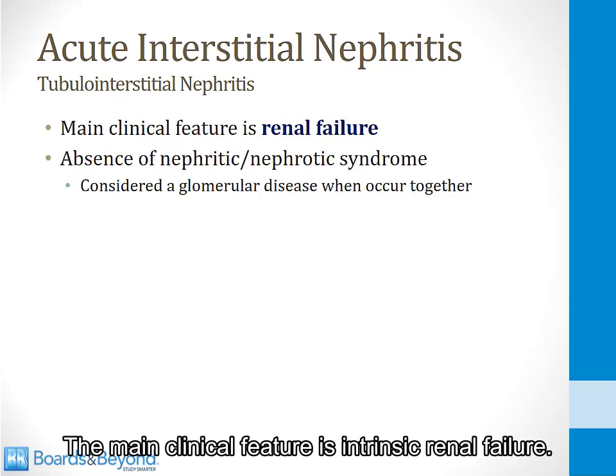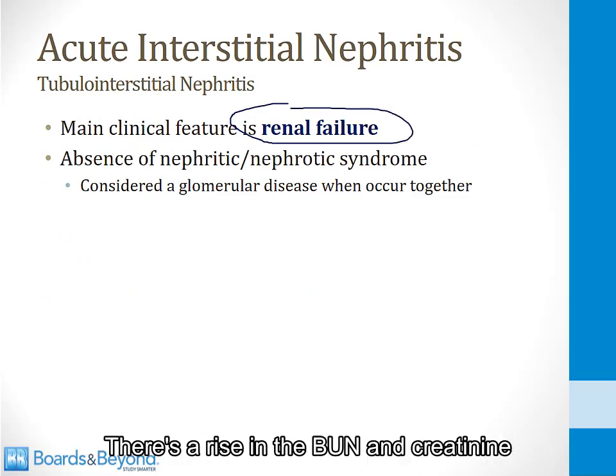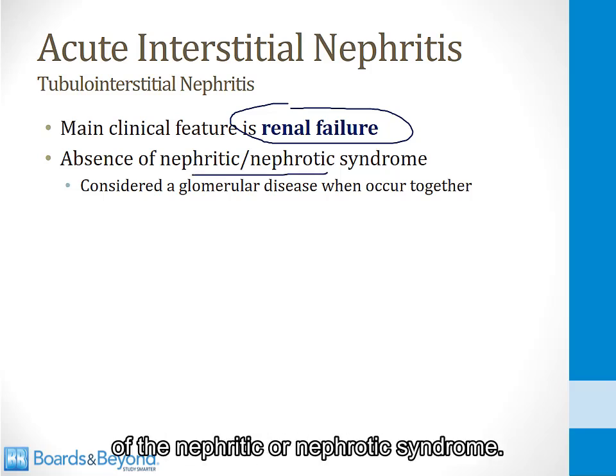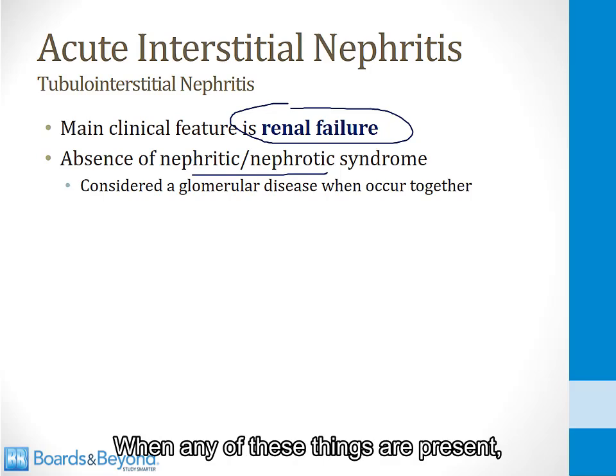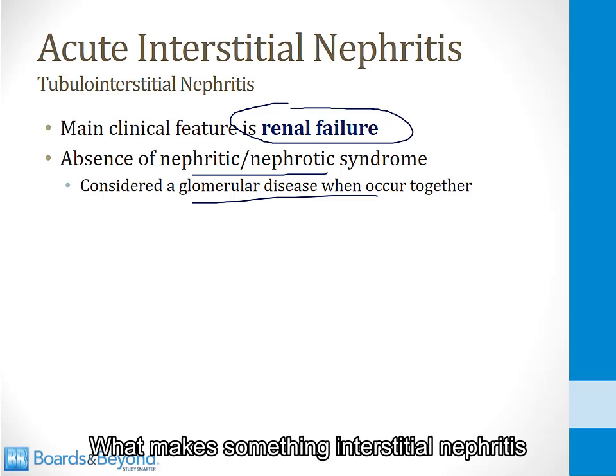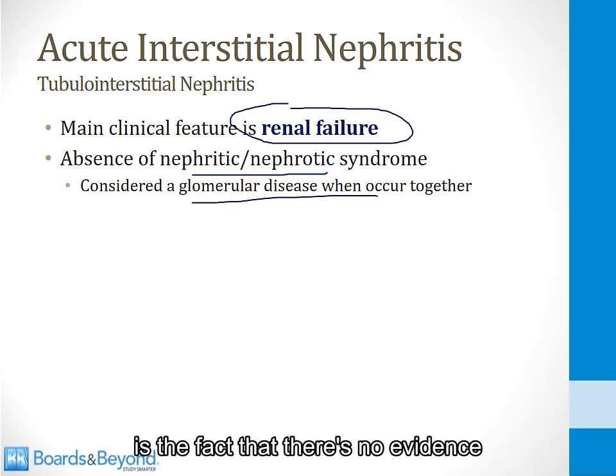The main clinical feature is intrinsic renal failure. There's a rise in the BUN and creatinine and a fall in urine output. Importantly, there's absence of the nephritic or nephrotic syndrome. When any of these things are present, then it's considered a glomerular disease. What makes something interstitial nephritis and not a glomerular disease is the fact that there's no evidence of nephritic or nephrotic syndrome, just isolated renal failure.